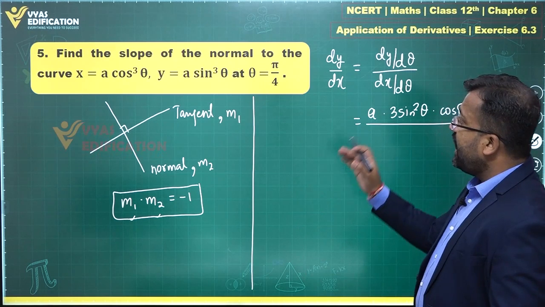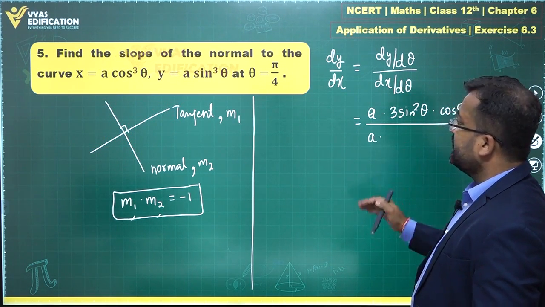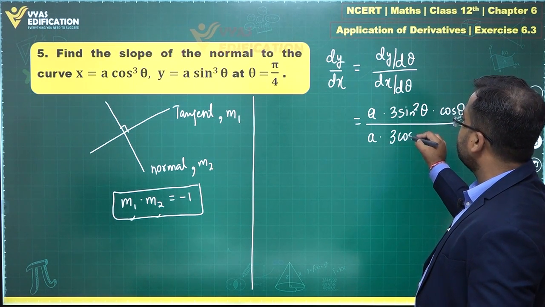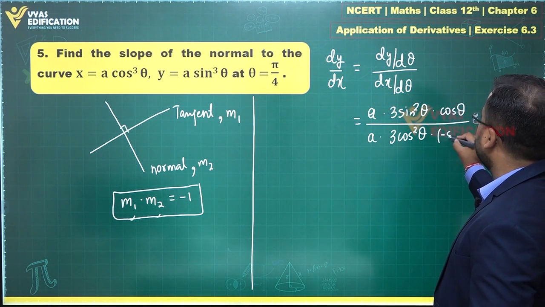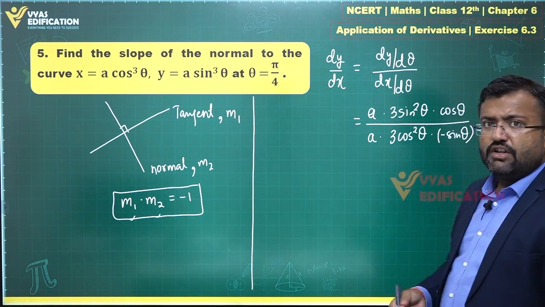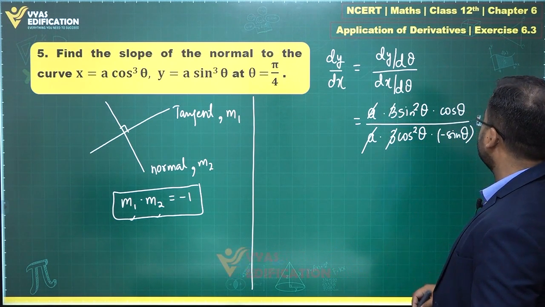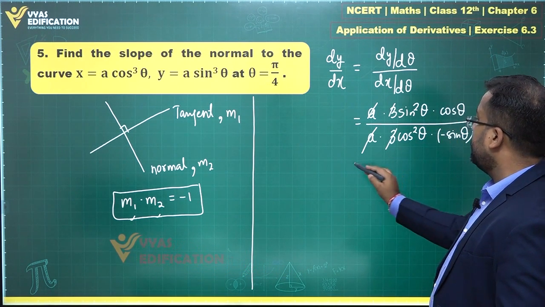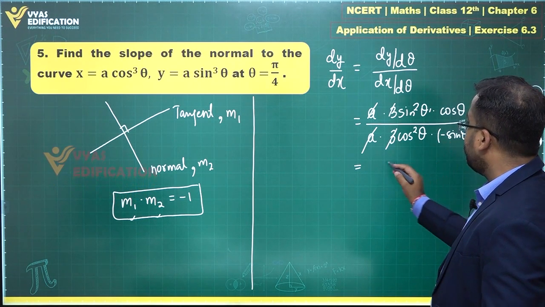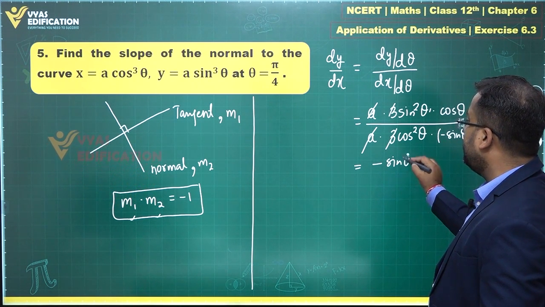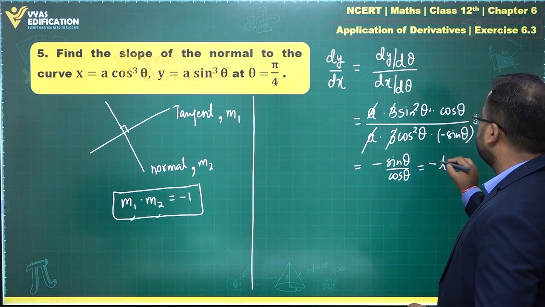Then next, you have a cos cube theta, differentiate that with respect to theta. a remains as it is. Cos cube theta will become 3 cos square theta, and the derivative of cos theta is minus sine theta. This is what you get, right? Once you observe this much, some things will get cancelled. a will get cancelled, 3 will get cancelled. Not only that, this sine square theta will get cancelled. What will remain is a sine theta in the numerator, cos theta in the denominator, and there's a minus. So this becomes minus sine theta over cos theta. And what is that equal to? This is minus of tan theta, right?